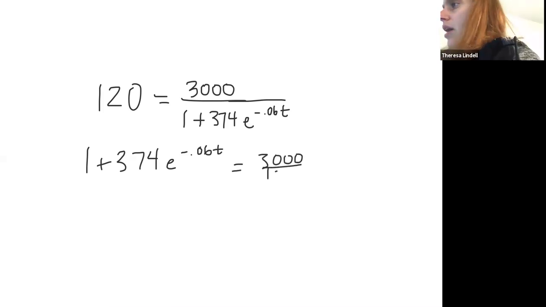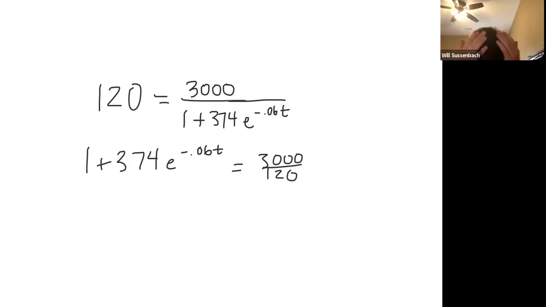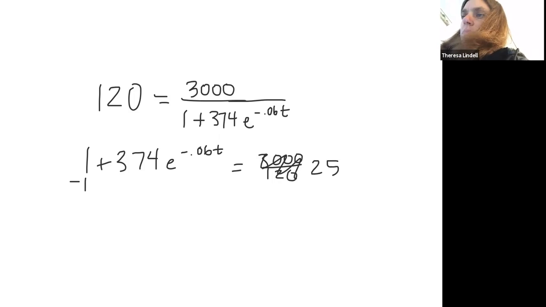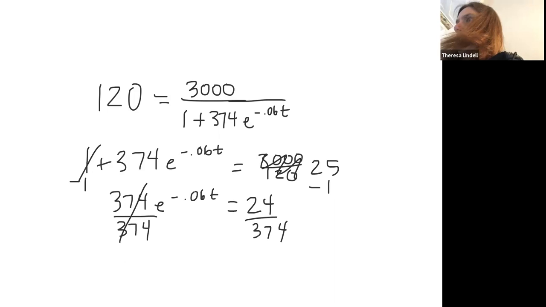And I believe that was 25. Yeah, that was 25. And then minus the 1 and got 374 e to the negative 0.06 t equals 24. Divide by 374. Then ln, then divide by negative 0.06. All of that gets you around 45.7.